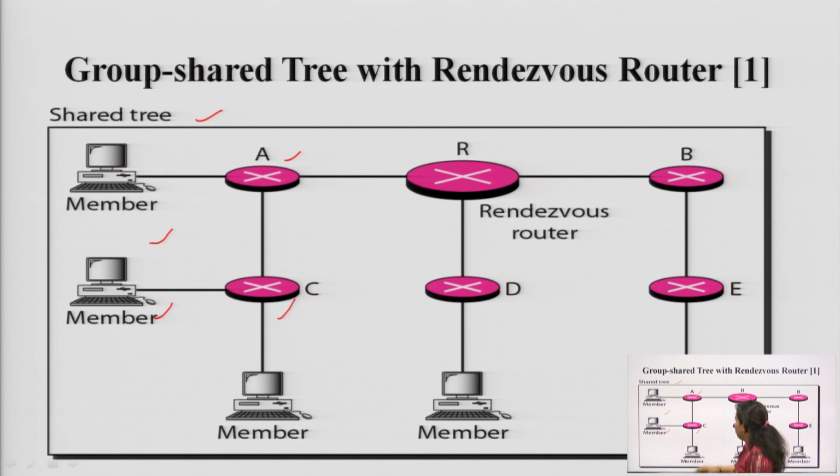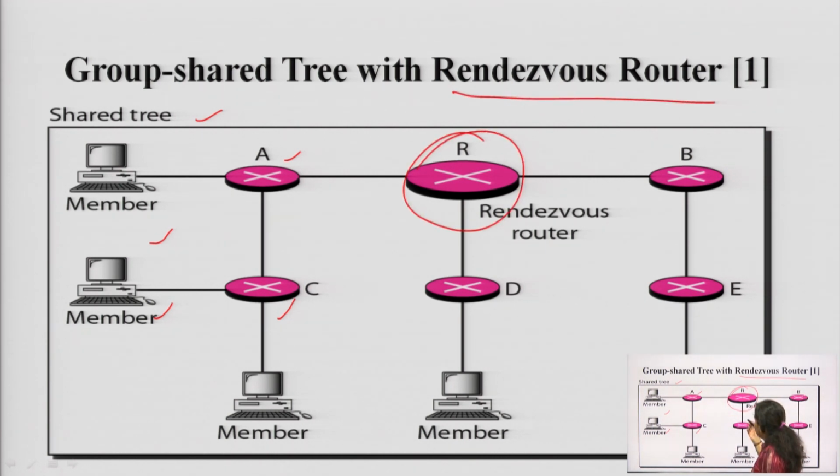So, 2 members are connected to router C, one member is connected to router E, one member is connected to router D, and no member is directly connected to this router and this router. So, it is connected through different routers only. So, this is the group shared tree with this particular type of router. This will act as a rendezvous router, where it is connected to different intermediate routers only. So, that is also a kind of case which is a part of this group shared tree, and indirectly it is related to multicast protocol.